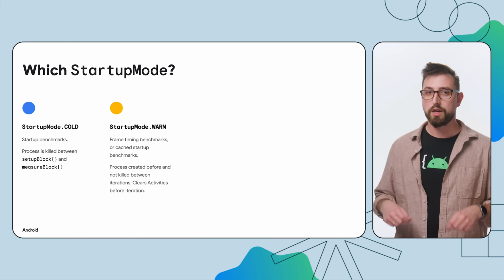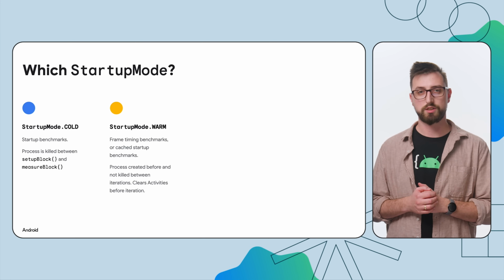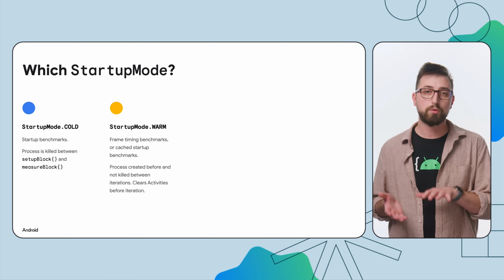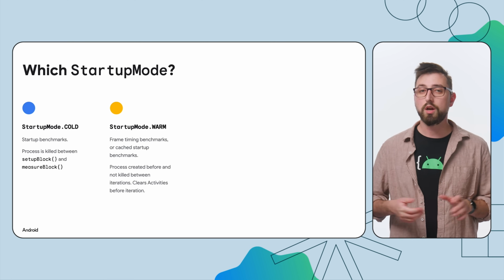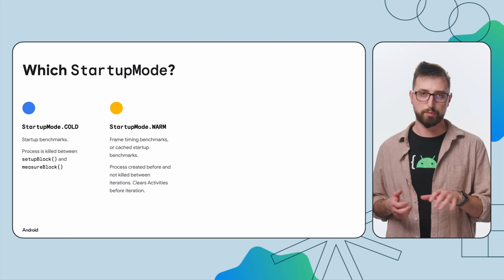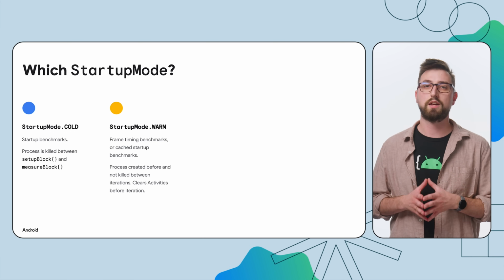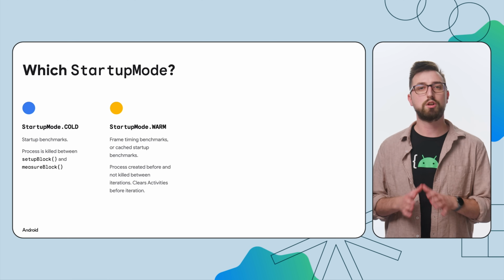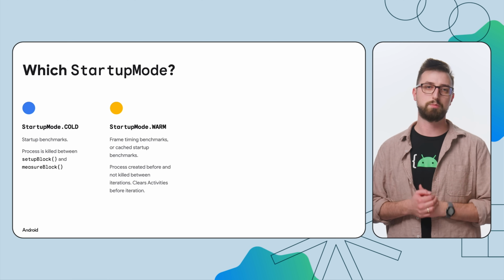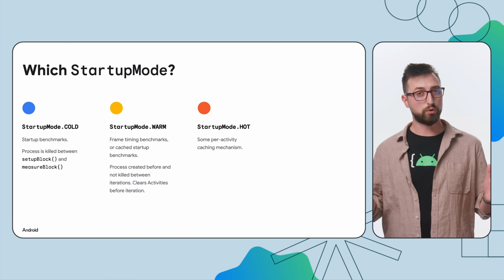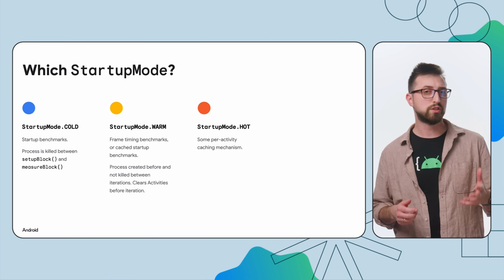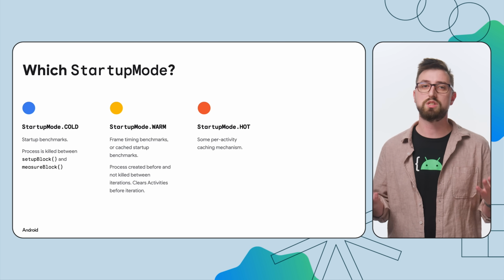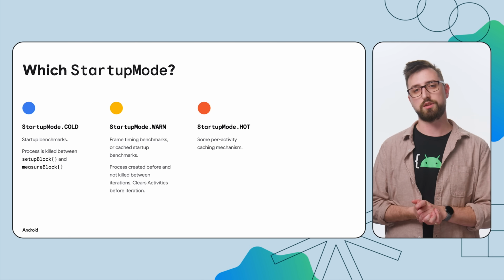Startup mode warm is useful for frame timing benchmarks. This type of benchmarks usually require navigating to a part of your app without measuring performance. You can leverage the setup block for those operations and rely on the fact that the process is not killed after setup block. This startup mode clears all running activities without killing the process. Startup mode hot might be useful to measure some per-activity caching mechanisms. The process and even the previously running activity won't be restarted.